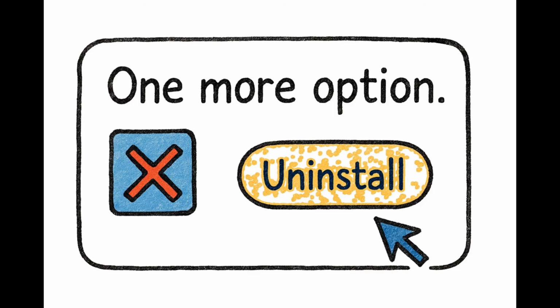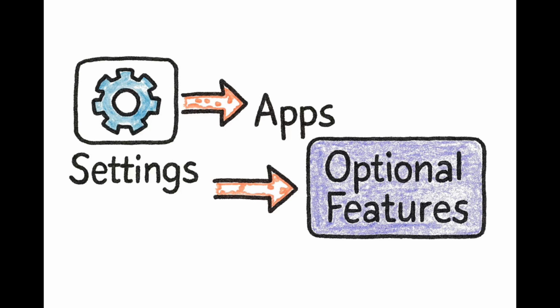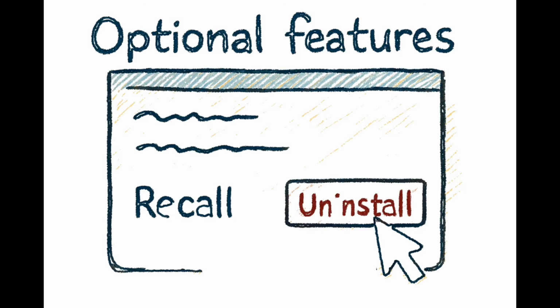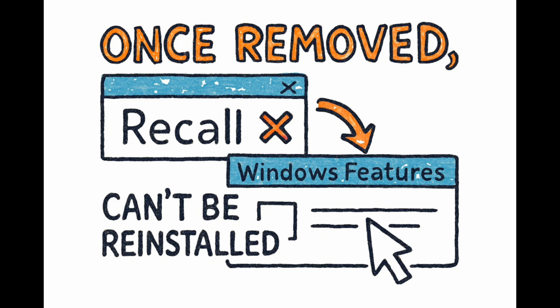One more option? Uninstall Recall completely. Go to Settings, Apps, Optional Features. Scroll down to Recall and click Uninstall. Restart. Once removed, Recall can't be reinstalled without manually adding it back through Windows features.